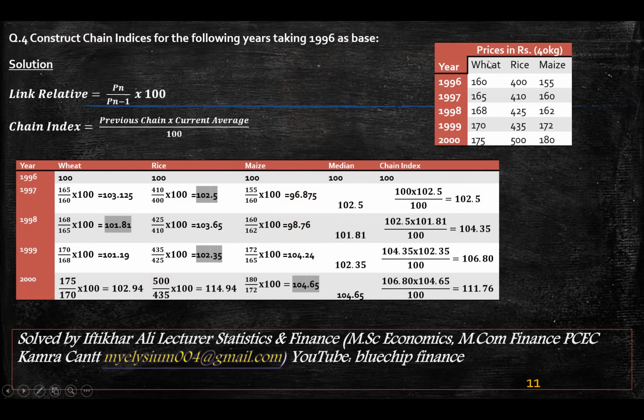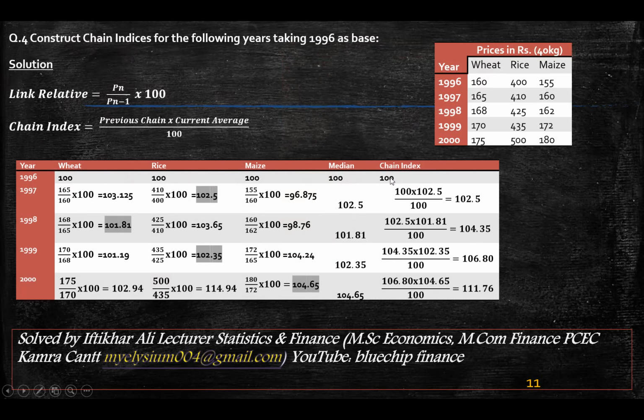Construct chain indices for the following years taking 1996 as base. So here it is the case of composite index from 1996 to 2000. First of all, we need to calculate the link relative. Link relative is equal to Pn divided by Pn minus 1 multiplied by 100, as the formula is given here. Pn is the current price, Pn minus 1 is the previous time period price.